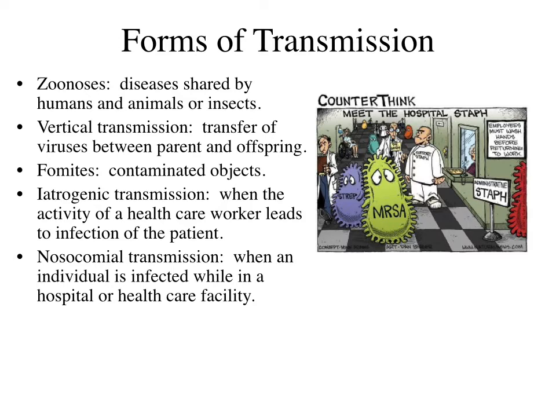Fomites are contaminated objects, and usually a virus that can withstand environmental conditions would be transmitted that way. Iatrogenic transmission is when the activity of a healthcare worker leads to infection, and nosocomial transmission is when an individual is infected while in a hospital or healthcare facility. So let's look at these different factors a little bit more closely.